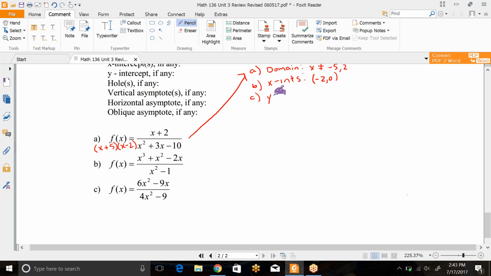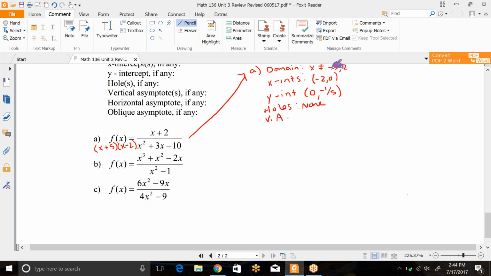You find the y-intercept. Sorry, this should not have a, b, c. This is all a. You find the y-intercept by plugging in 0 for all of the x's, so that would be a positive 2 on top and a negative 10 on the bottom, so that would reduce down to negative 1/5. Holes only happen if something canceled, so we have none.